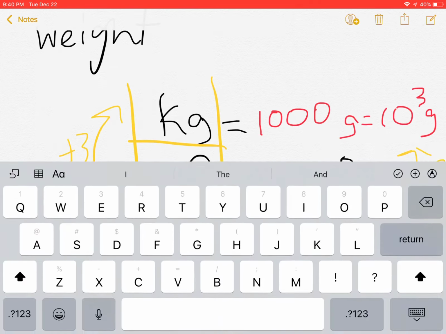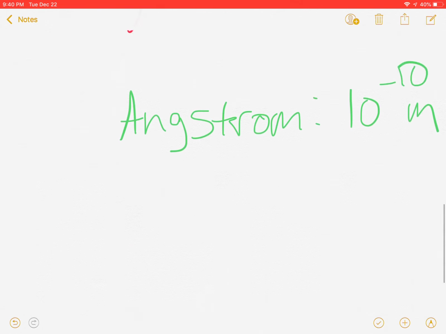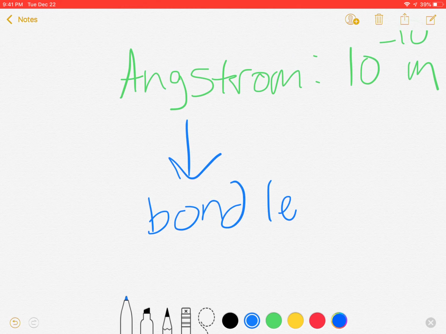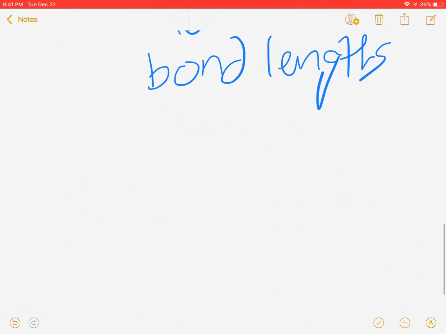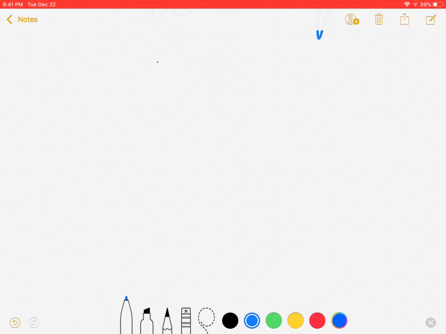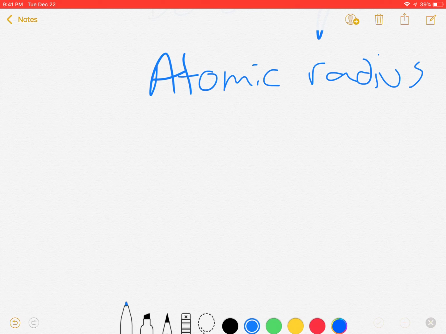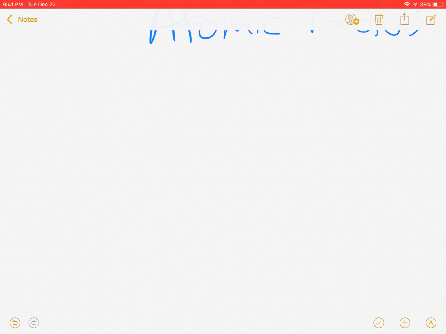We use the angstrom whenever we are talking about bond lengths between two atoms, or whenever we are talking about atomic radius. So I'll put that right here, atomic radius. Awesome. So that covers distance.